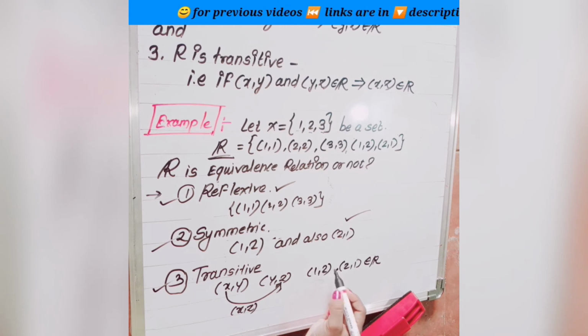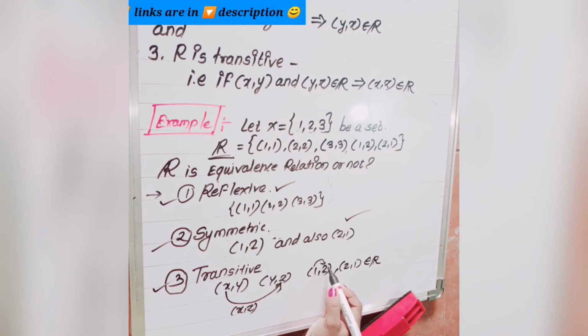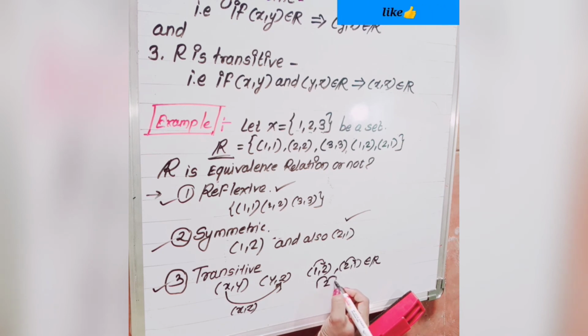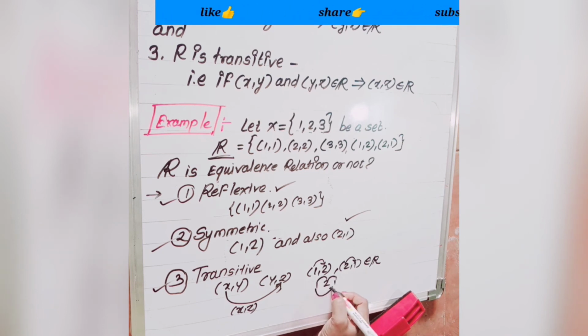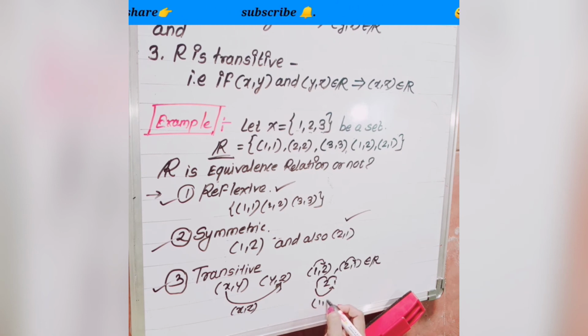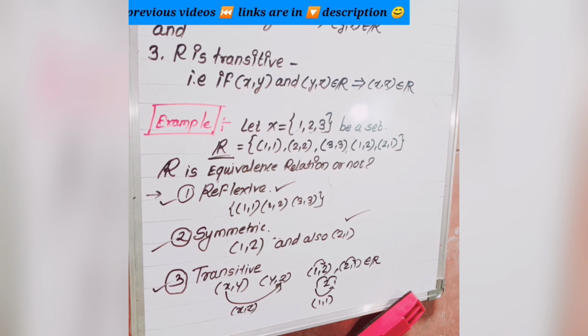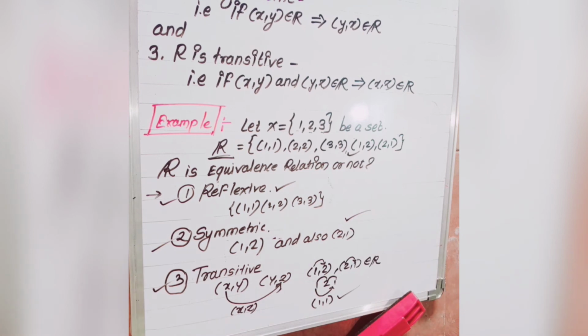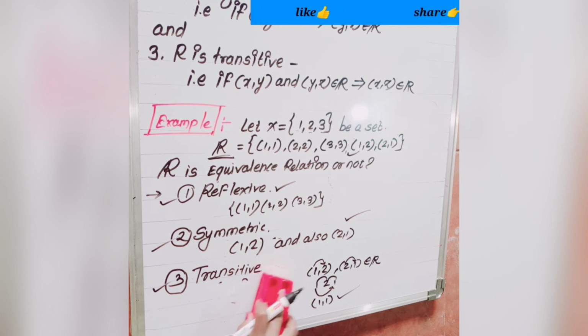Here 1 is related to 2, and 2 is related to 1. Therefore 1 is related to 1. That is, the ordered pair (1,1) is present in the set R. Yes, it is present in the set R. Therefore we can say that this relation is a transitive relation also.